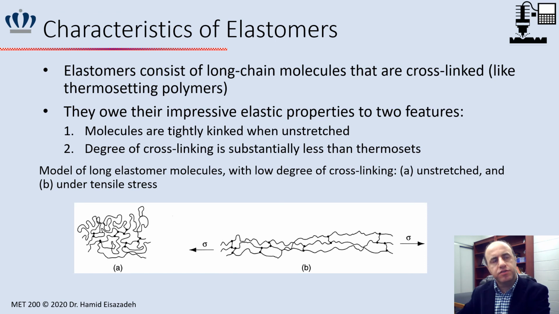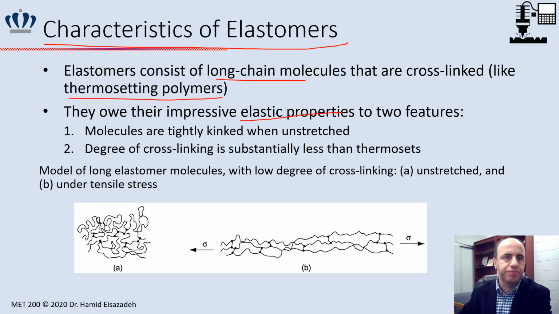Some of the major characteristics of elastomers: they consist of long chain molecules that are cross-linked together, similar to thermoset polymers. They have impressive elastic properties. The molecules of the elastomers are tightly curled together when they are not in tension or under stress. And the degree of cross-linking in the elastomer is substantially less than in the thermoset.